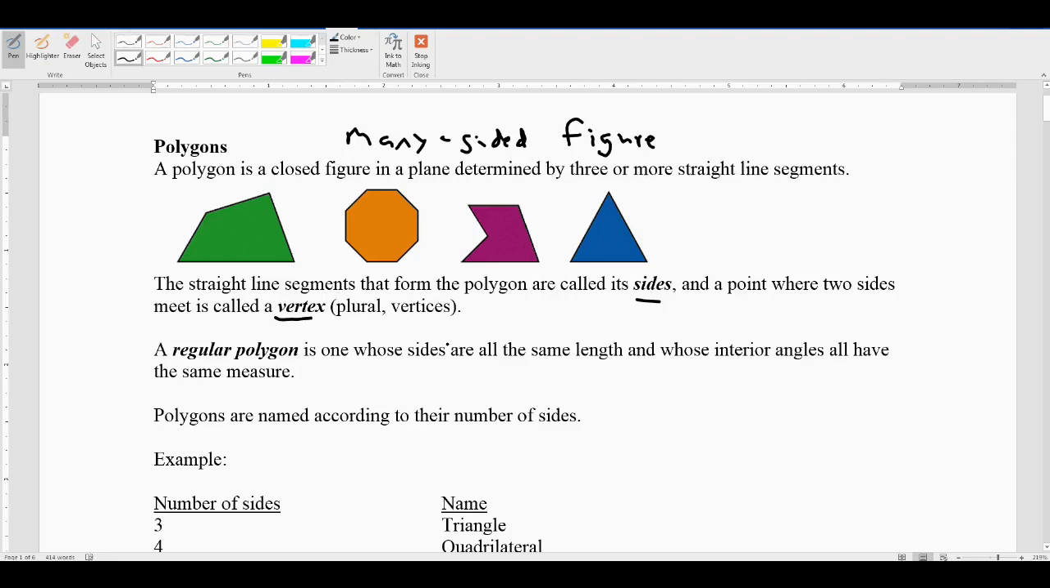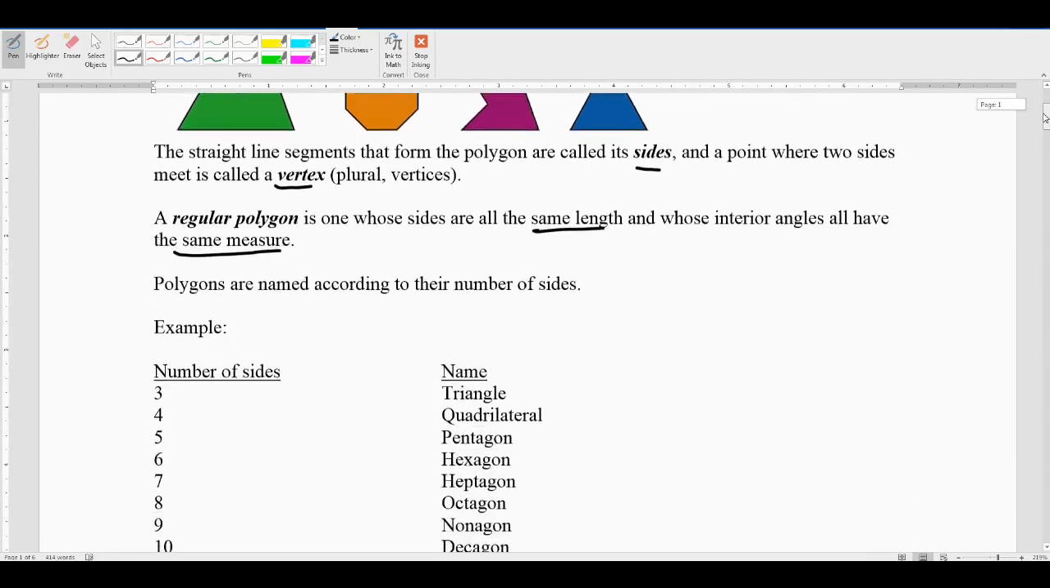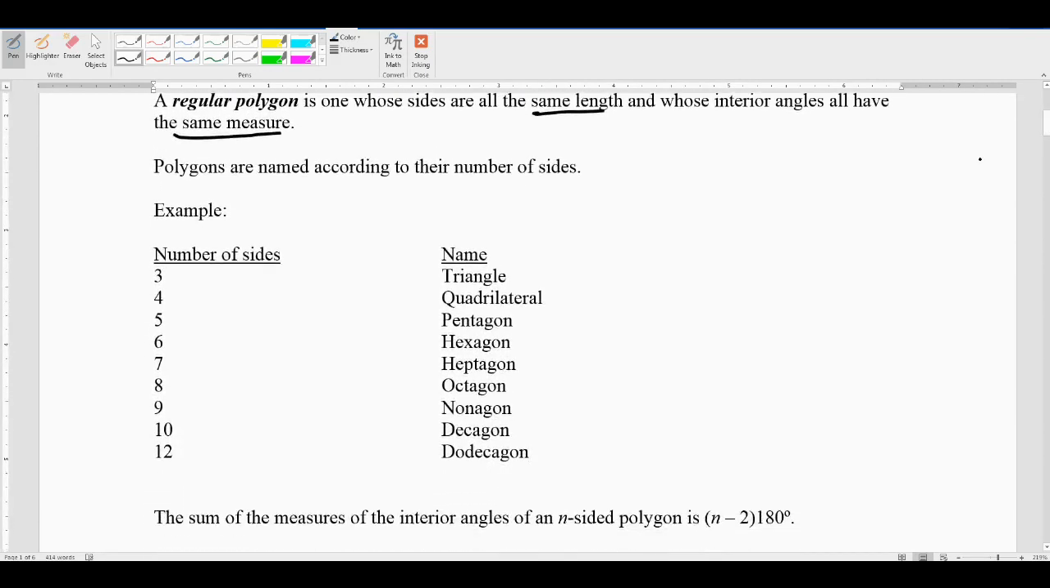Vertex is singular. A regular polygon has sides of the same length and angles of the same measure. These interior angles all have the same measure, which is what it means to be regular. And so polygons are named according to the number of sides they have. A lot of these you already know. If it has 3 sides, hey look, it's a triangle.